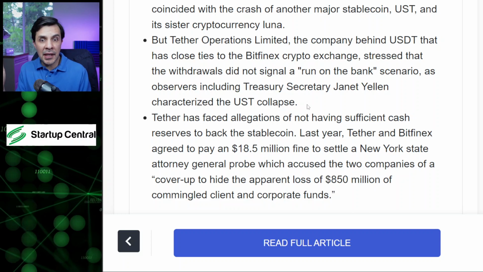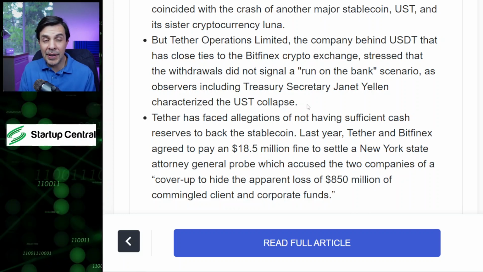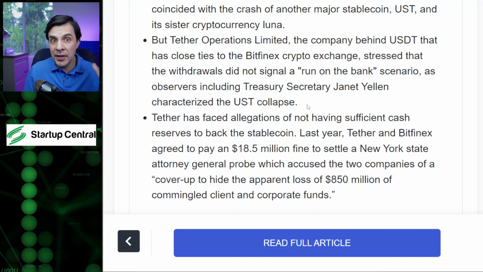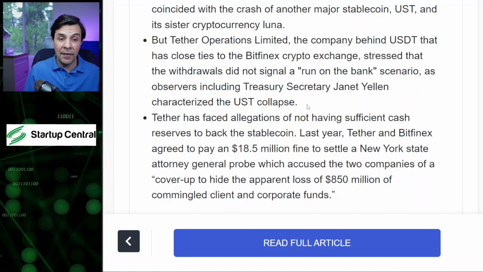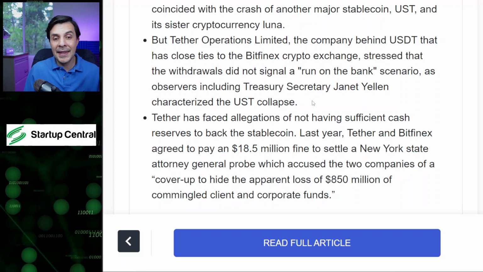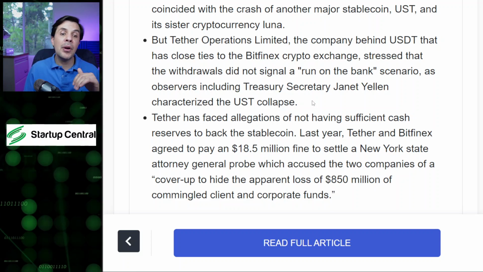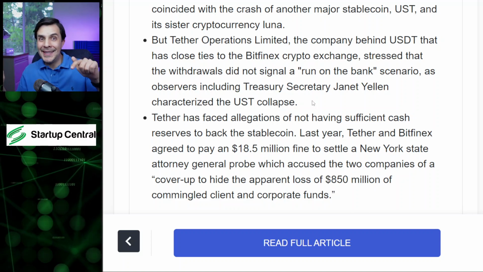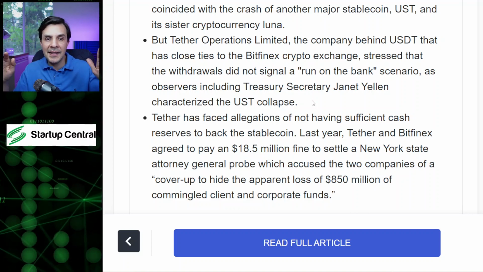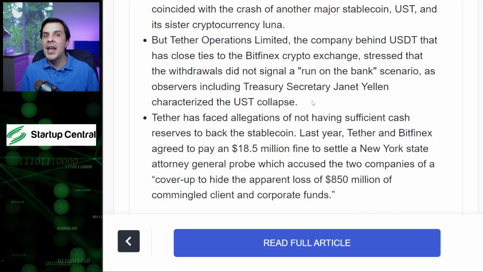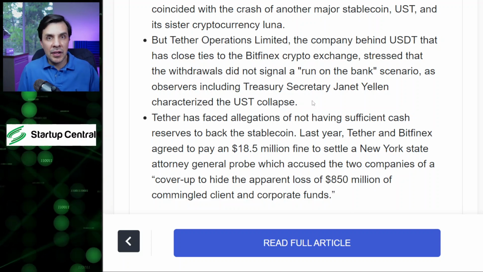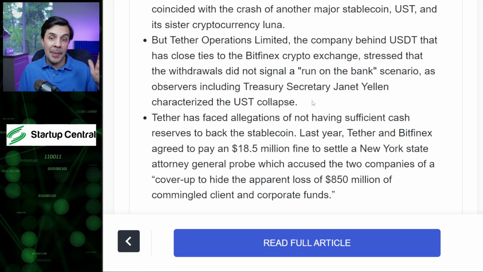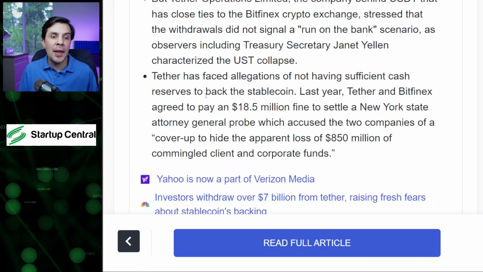So Janet Yellen, the Treasury Secretary, where US dollars are basically created and then printed by the Fed, she said that the collapse of UST was a bank run, but this does not mean that Janet Yellen said, oh, but USDT is safe. It's just Bitfinex and the company saying we are not UST. And of course, they're not UST. This is not algorithmic, but it does not mean that a bank run could happen or not happen.